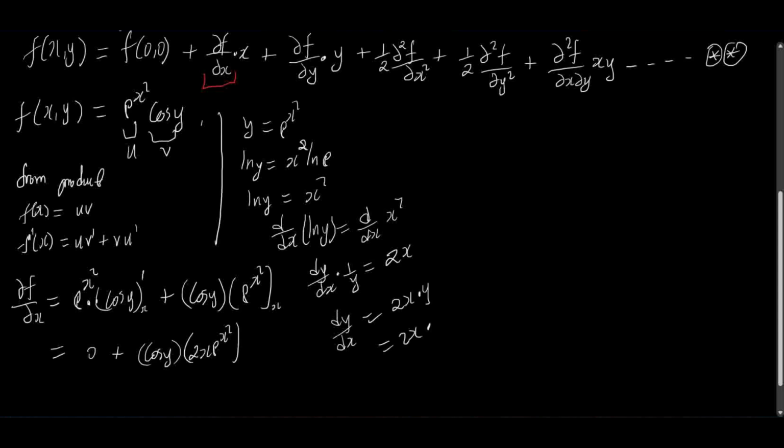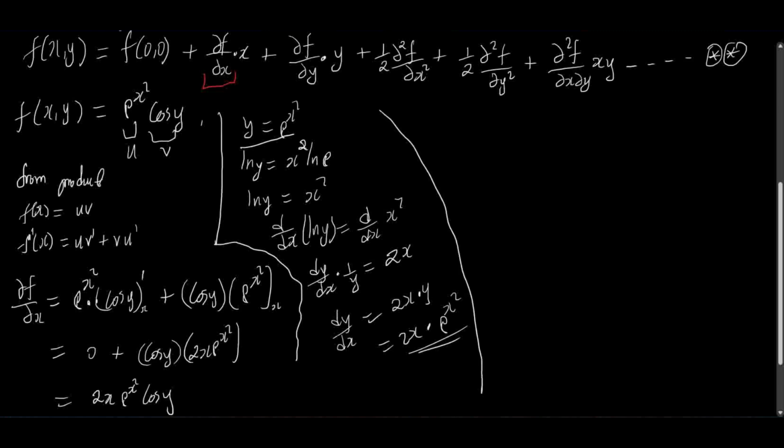But we know from here that y is e raised to the power x squared. So this is the derivative. Again, you don't have to do this in an exam. This is simply to show you how I got to the answer. So this derivative, to conclude, will simply be 2x e raised to the power x squared cos y.